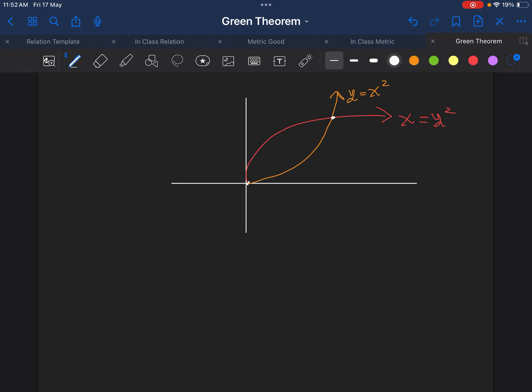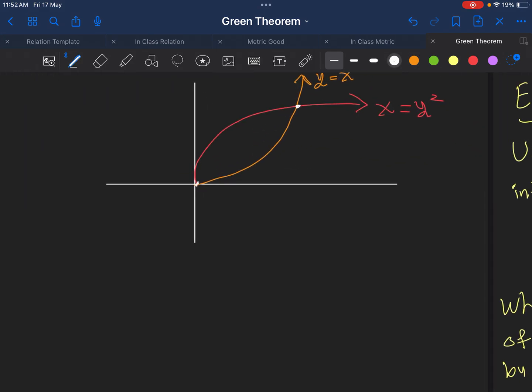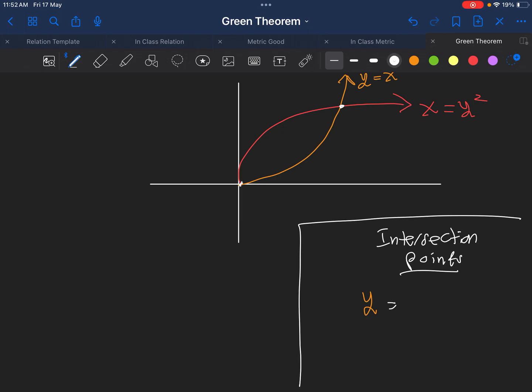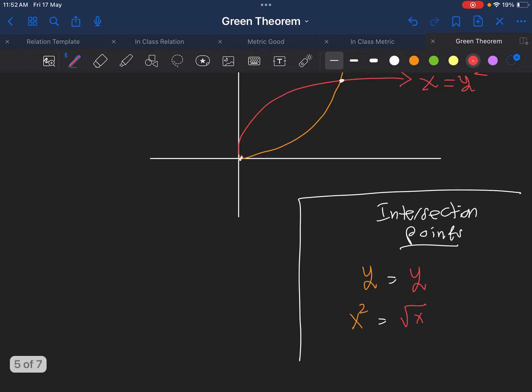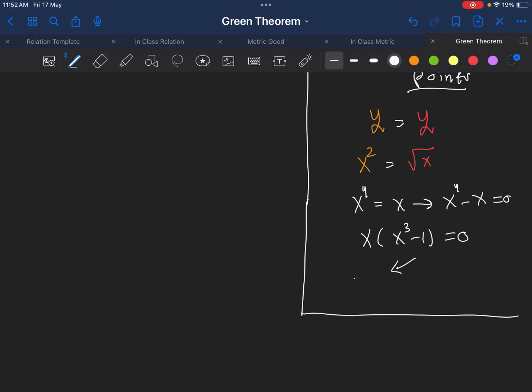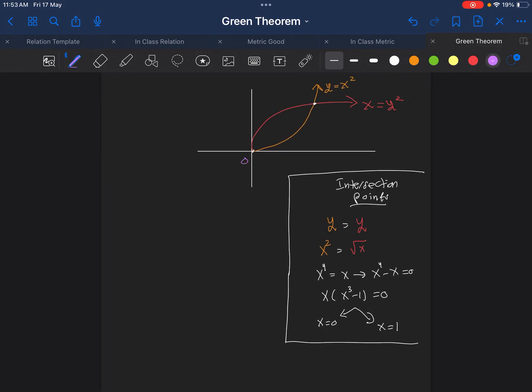Either we make the y equal the y, so we will make the y in green equal the y in red. Now the y in orange is x squared. The y in red will be just the positive square root of x. If we square both sides, we get x to the 4th equal x, which means x to the 4th minus x equals 0. If we take x as a common factor, we will get 2 real number answers here, either x equals 0 or x equals 1. So we know the intersection points are 0 and 1.